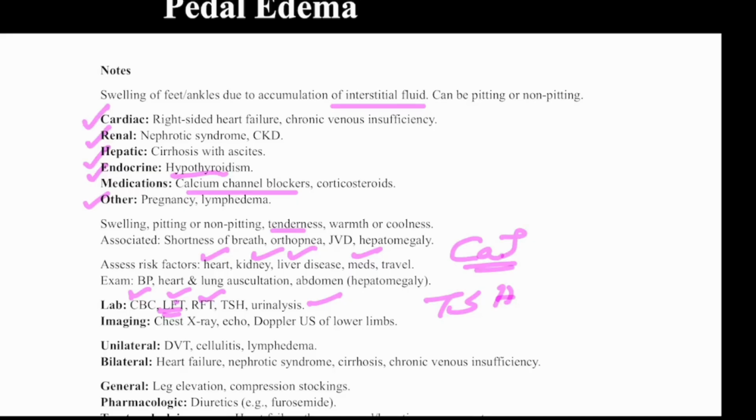So for unilateral edema, remember DVT, cellulitis, and lymphedema. That is why you should ask about history of pain, swelling, warmth, and a short duration. Think about cellulitis. Bilateral edema, as mentioned earlier, is classically seen in heart failure, nephrotic syndrome, cirrhosis, and chronic venous insufficiency. Something which is often missed or forgotten is that chronic venous insufficiency can present with pedal edema.